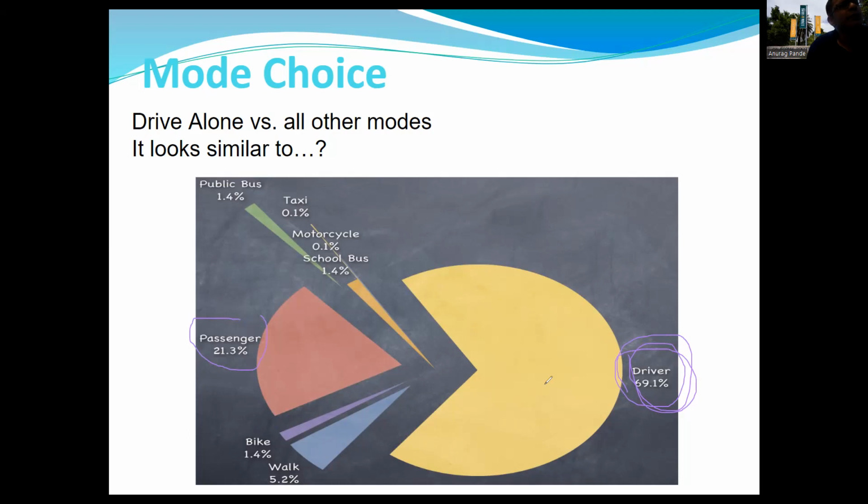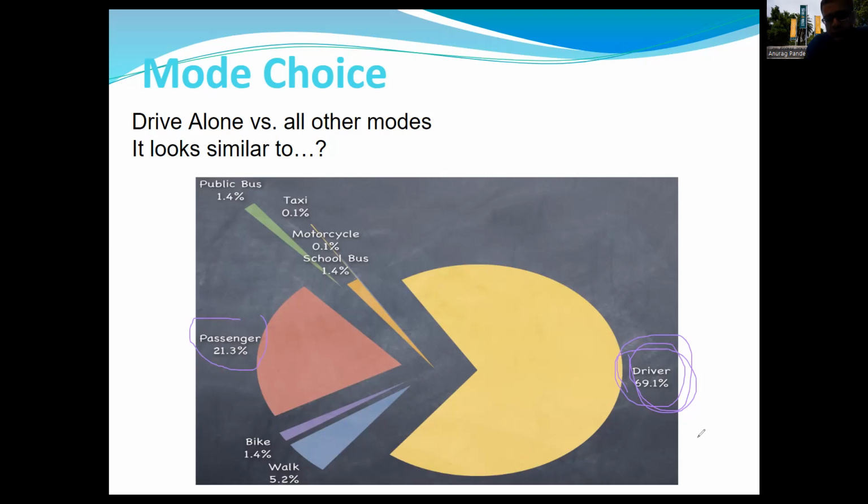Does this picture look familiar to you? I don't know if you guys are too young to have played Pac-Man. Pac-Man is an old style computer game that we used to play when we were kids on a computer back in the late 80s, early 90s. And that's what Pac-Man looked like. You could see the drive alone mode is sort of eating up all the rest of the modes here.